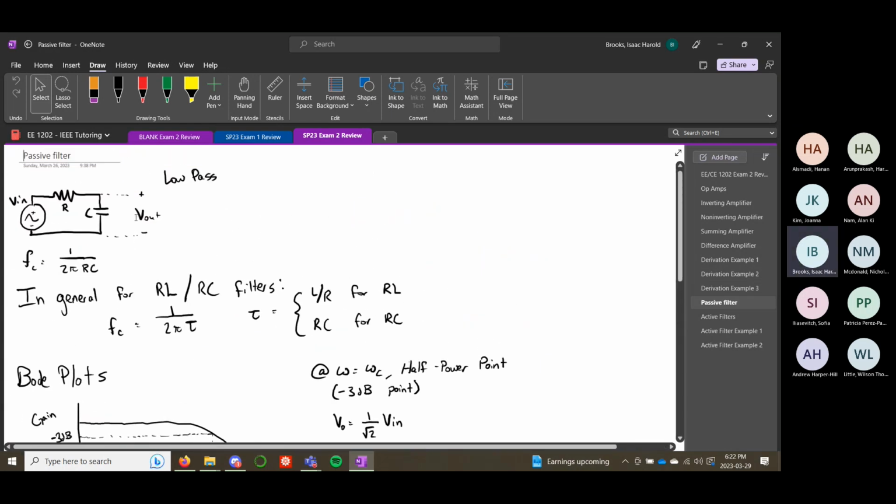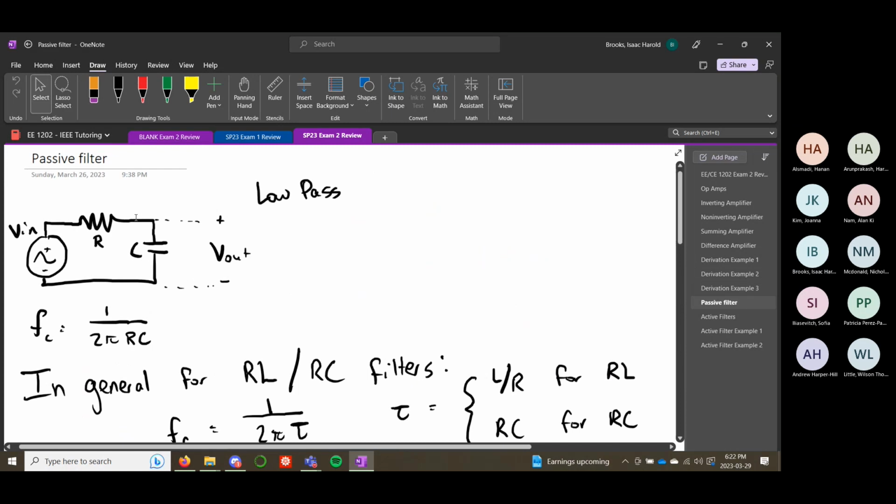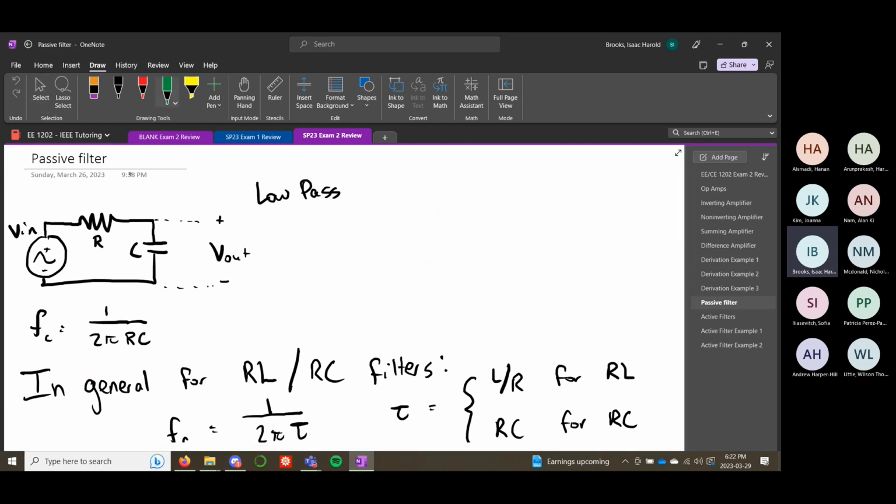So you talked about these before, these passive filters. There's high pass and low pass. So this is an example of a low pass filter, a low pass RC filter. We're measuring the voltage across the capacitor. So does everyone remember how to tell if a filter is a high pass or a low pass?